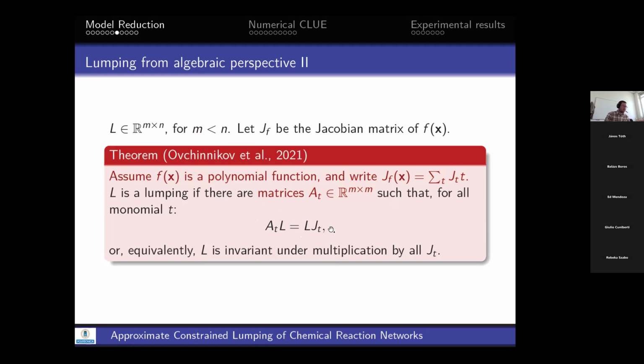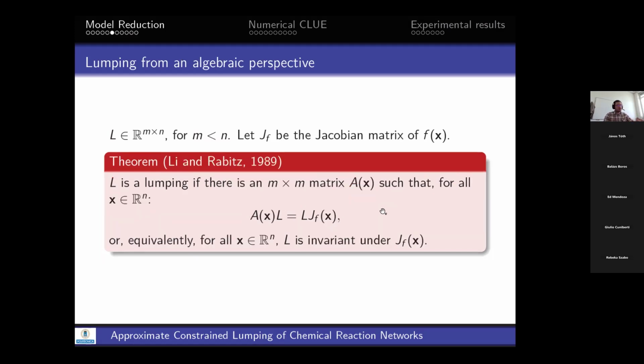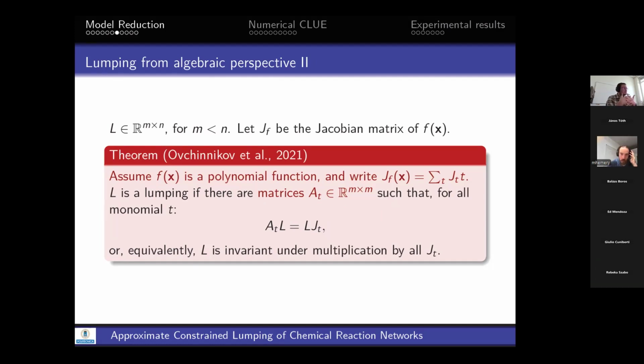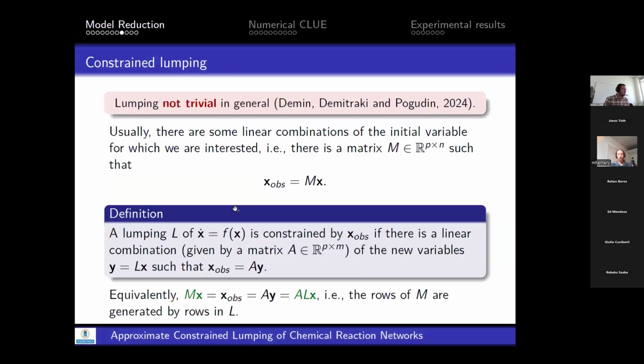It's the same, let's go back, the same as we have here for all x's, now it holds for all matrices J sub T that go with a monomial in the Jacobian matrix. Or, equivalently, it is the same as saying that L is invariant under all the J sub T that we are having here in this decomposition. And in fact, they implemented this idea in an algorithm called CLUE. We will talk about it later, but first of all, let me talk about constrained lumping, yes?